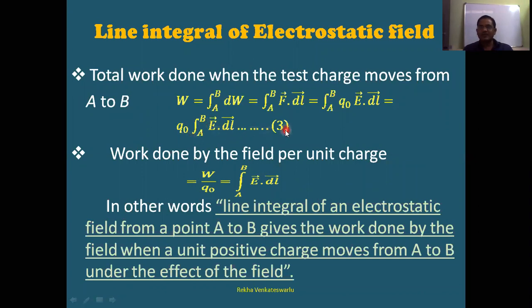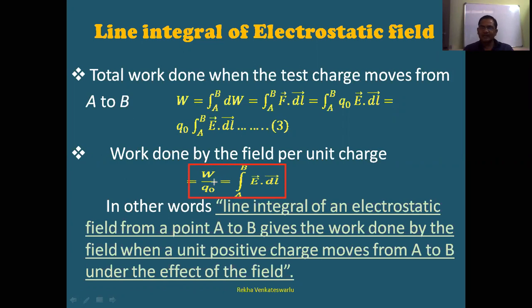This is equation 3. From this equation, you write W by Q naught, bringing Q naught to the left side. W by Q naught equals, on the right side, the integral from A to B of E bar dot dl bar. Okay, W by Q naught is nothing but what?